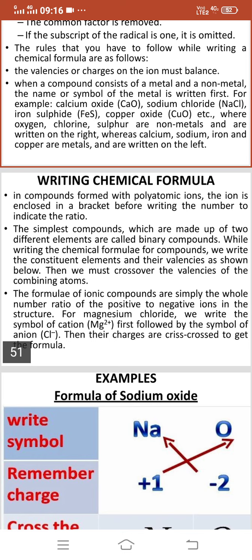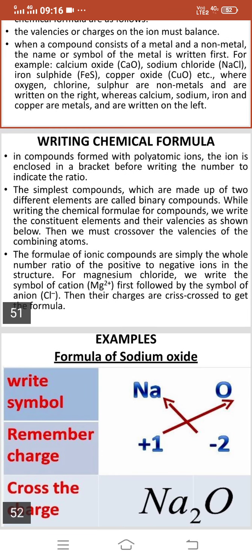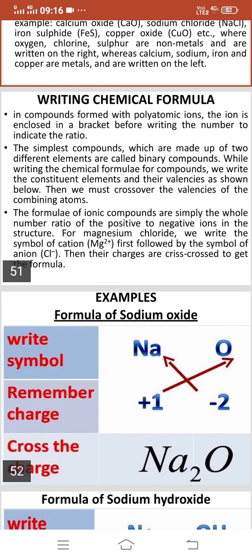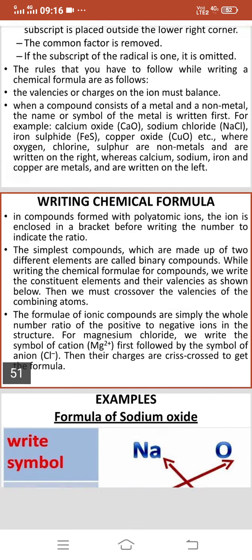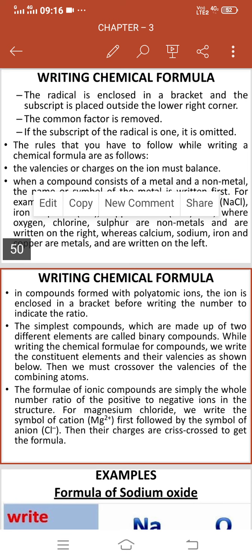While writing the chemical formula for compounds, we write the constituent elements and their valencies as shown below. Then we must cross over the valencies of the combining atoms. The formulae of ionic compounds are simply the whole number ratio of the positive to negative ions. In this structure, for magnesium chloride, we write the symbol of cation Mg2+ first, followed by the symbol of anion Cl-. Then their charges are crisscrossed to get the formula.